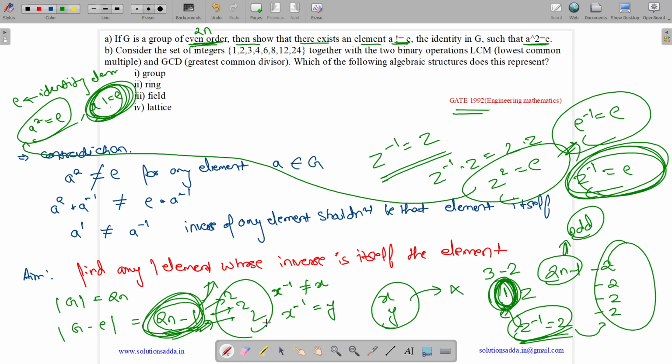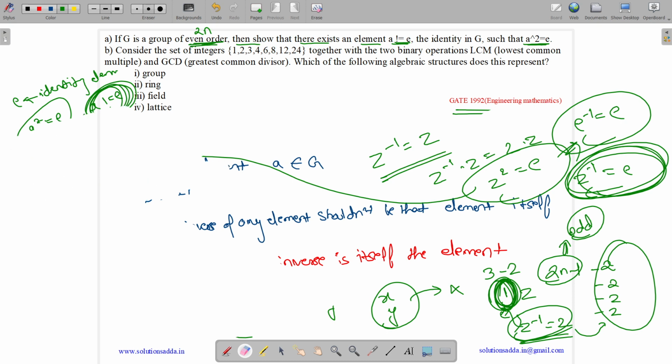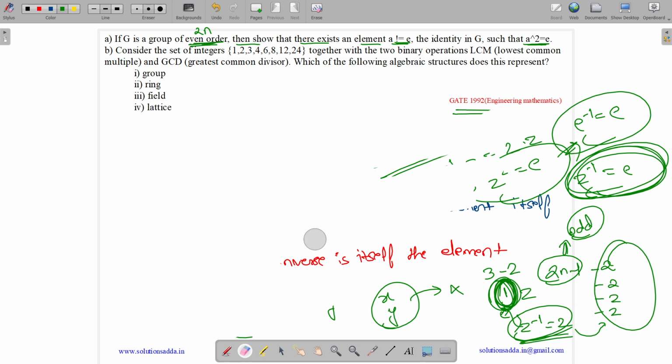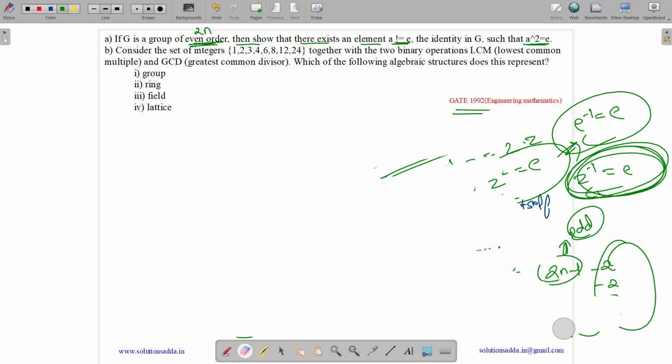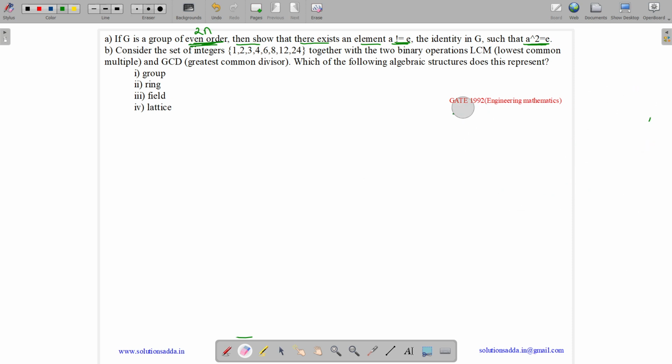Now let me just clear the screen out and show you the proof for the second part. So it was just a proof based question. It came in GATE CSE 1992. Now theoretical explanation questions do not come, but it can give you a base for how we can prove things out. So let us see what our second question is.